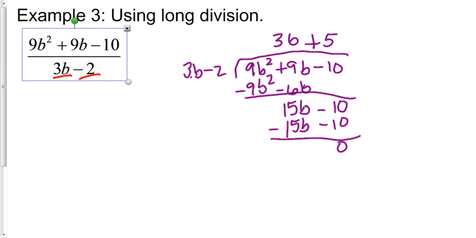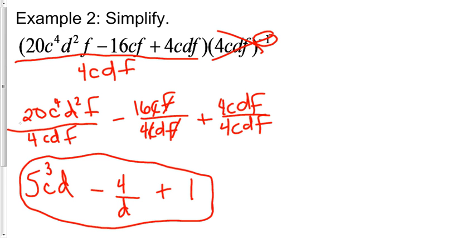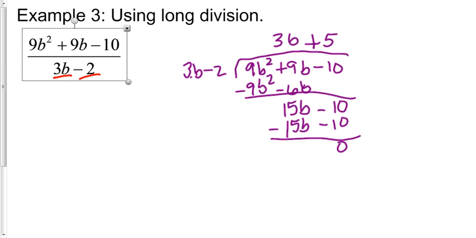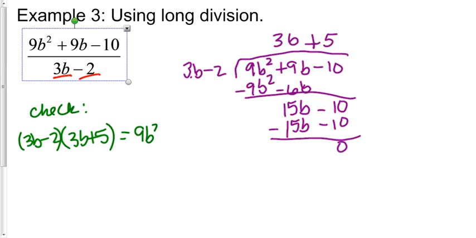And we're done. Okay, so we've got 3b minus 2 times 3b plus 5 gives you 9b squared plus 9b minus 10. There's a real easy way to check this, as long as you don't mind foiling. So if you wanted to check, you would simply multiply your two binomials. Is 3b minus 2 times 3b plus 5 equal to 9b squared plus 9b minus 10? That's what you're checking. Well, if I FOIL this, 3b times 3b is 9b squared.